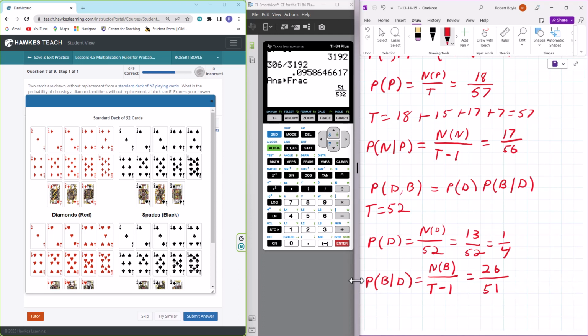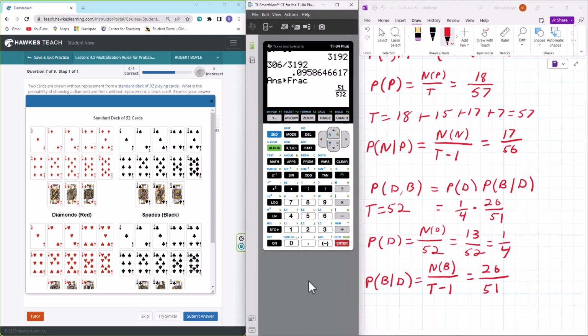So the probability of choosing a diamond and then a black card is going to be equal to 1/4 times 26 divided by 51. Okay, so in the numerator we have 26. In the denominator we have 4 times 51.